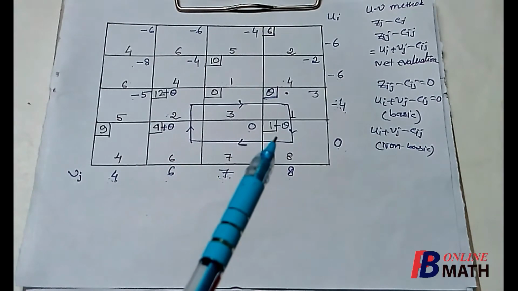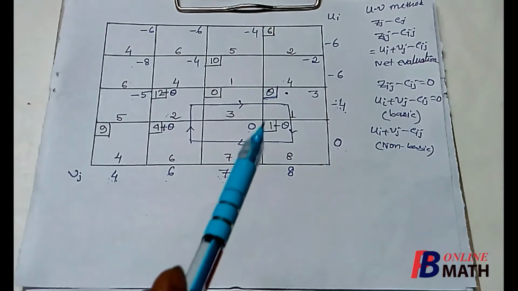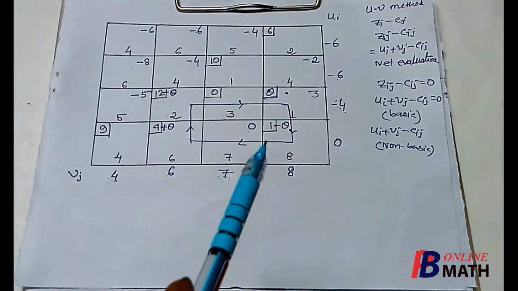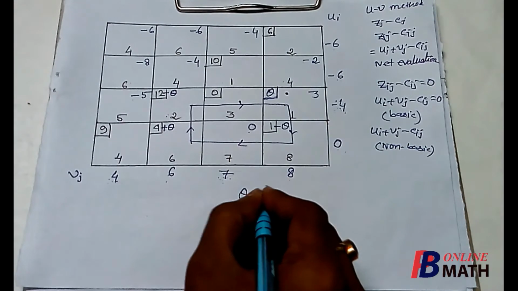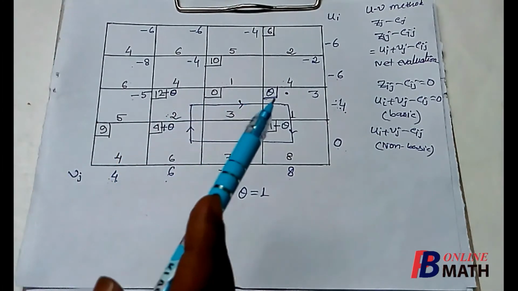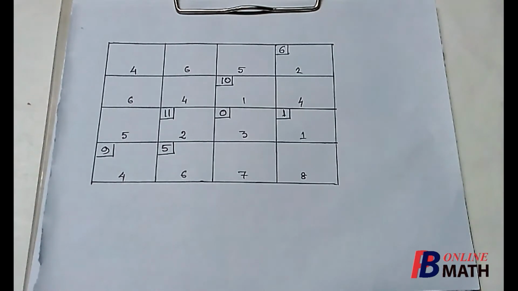That means if we select theta equal to 1, then this variable will enter the basis and this value will be 0. That means this will be the new non-basic variable. So this variable will leave the basis. So if we use theta equal to 1, then the updated solution will be 11, 1 and 5. So this is the updated solution.